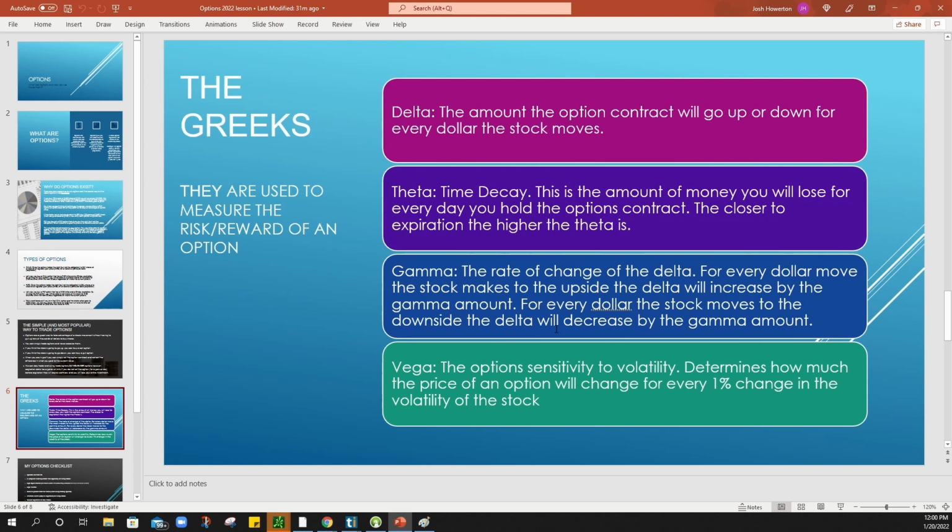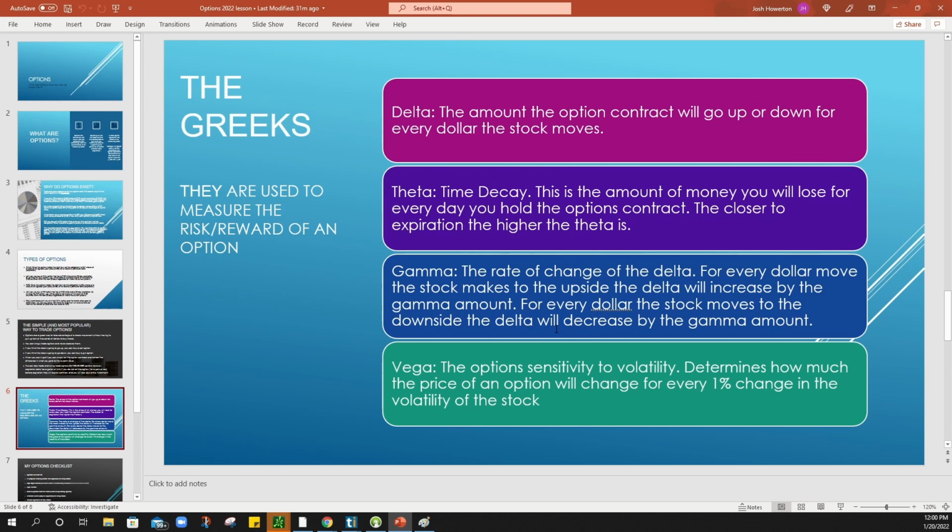But on an options contract, you have time decay. So same scenario. You bought one contract, the stock was at 16 bucks. Tomorrow, the stock is at 16 bucks. You're actually going to lose money. You're like, what? Yes, you're going to lose money because of the time decay. And it's the amount of money that you're going to lose for every day you hold the options contract. And always be mindful that the closer to expiration you are, the higher the theta is going to be.